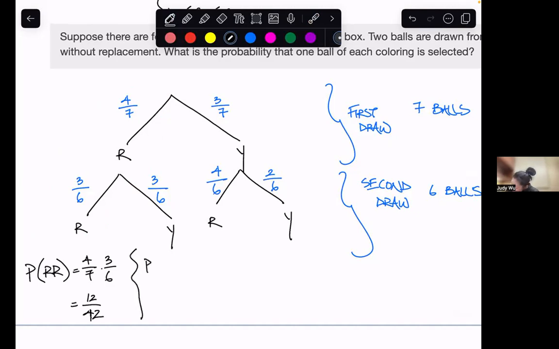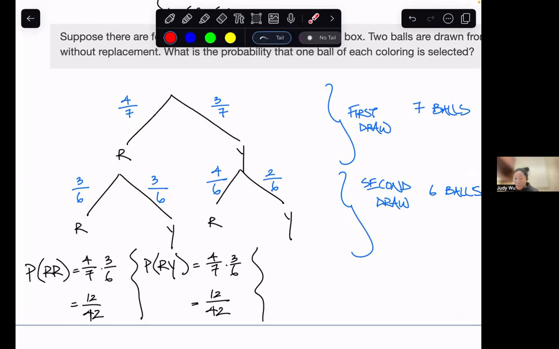What about the probability of pulling a red one and then a yellow one? Same thing, we're going to multiply down this branch. So we get 4 over 7 times 3 over 6, which gives us 12 over 42. Next, we want to see what's the probability of choosing a yellow ball and then a red ball. So we're going to multiply down this branch, and the probability of yellow and then red is 3 out of 7 times 4 out of 6, which is 12 out of 42.